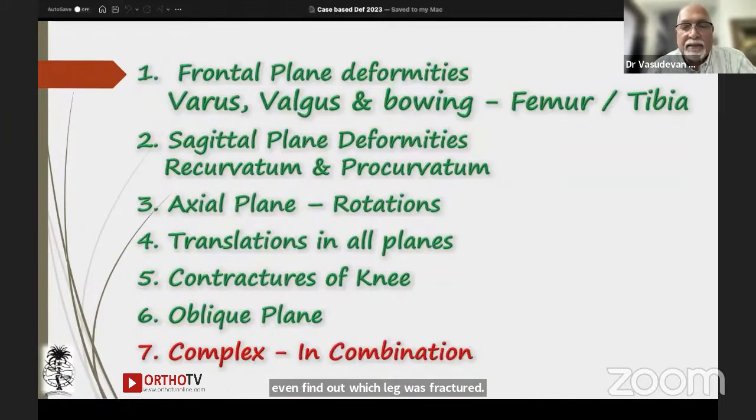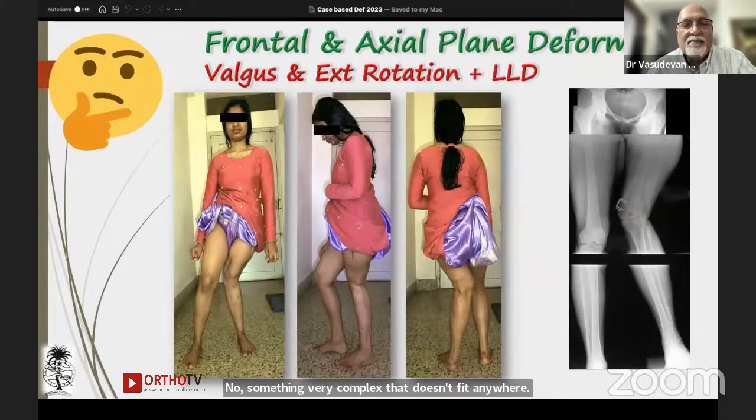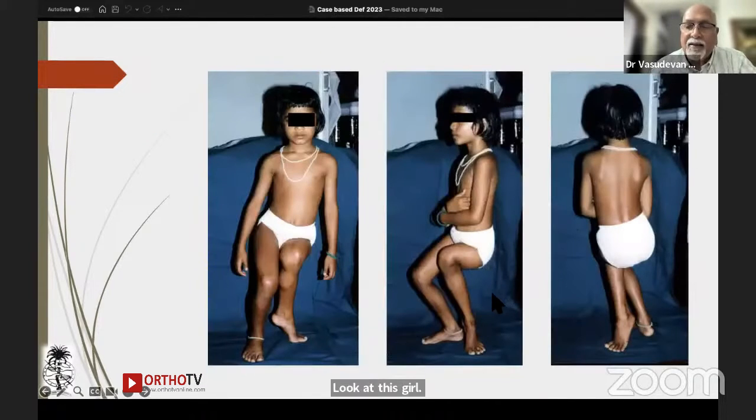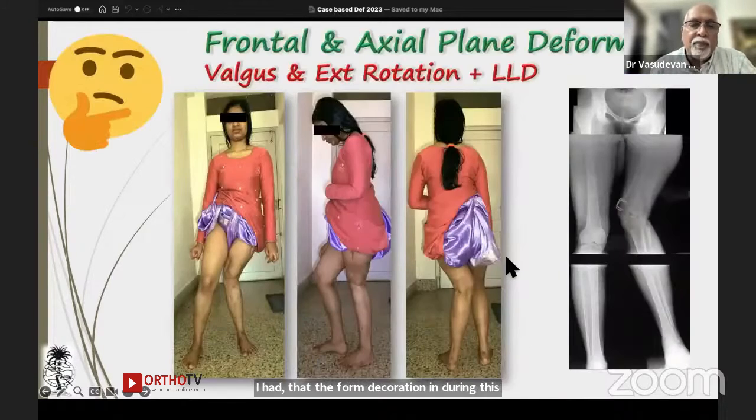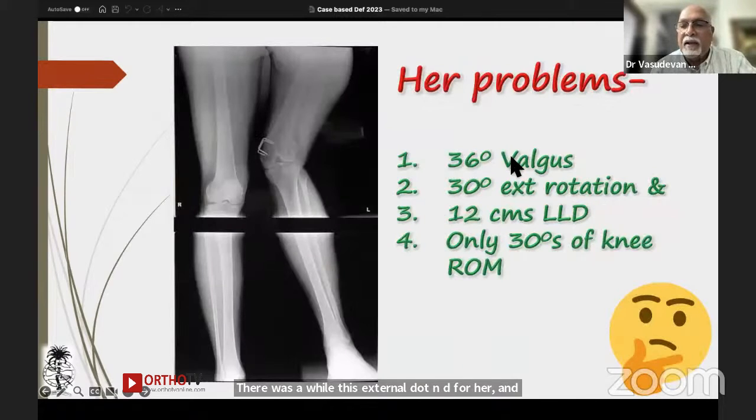Now something very complex, that doesn't fit anywhere. Look at this girl. I did the deformity correction for her during this period, but later on I lost her follow-up. She came to me when she was a final year, fourth year MBBS student. She had a limb length disparity of about 12 centimeters. There was a valgus external rotation deformity and very limited knee range of movement, like 30 degrees. So 36-degree valgus, 30-degree external rotation, 12 centimeters limb length disparity, and only 30 degrees of knee range of movement.